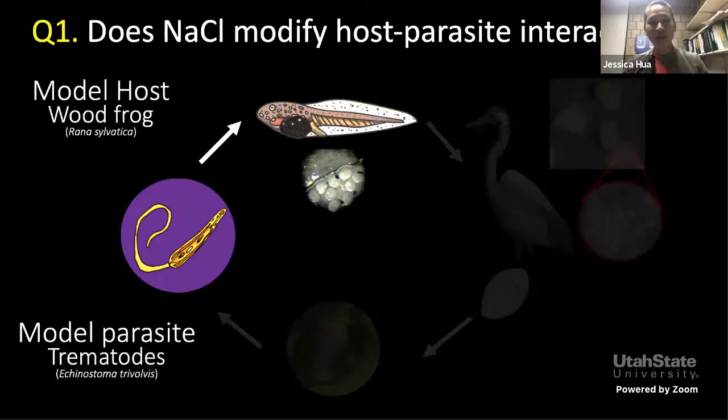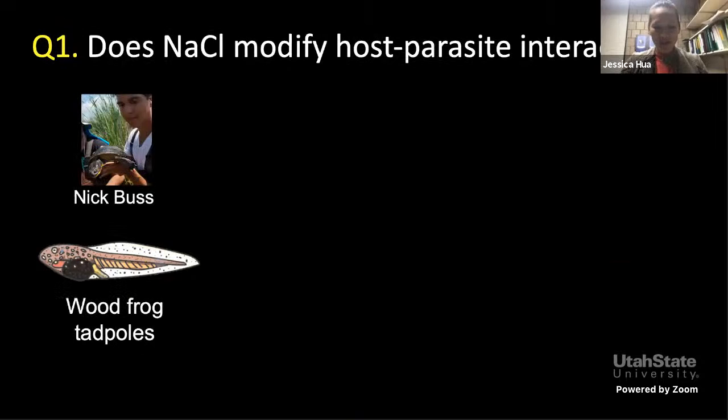To do this, I will focus on just this part of the life cycle between the cercaria and the amphibian. Specifically, I'll talk about wood frogs as a model host and the trematode Echinostoma trivolvis. Throughout this talk, what I'm going to try to do is highlight the graduate student or the student that is responsible for the experiment. This work is done by Nick Buss. He is a 5th year graduate student in my lab and is currently looking for postdoc positions, and he's an amazing student if anybody is interested in a postdoc in the future.